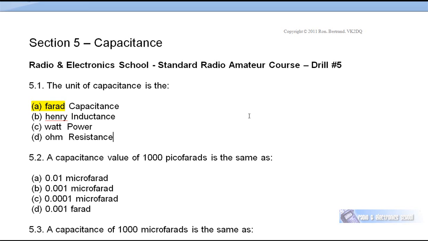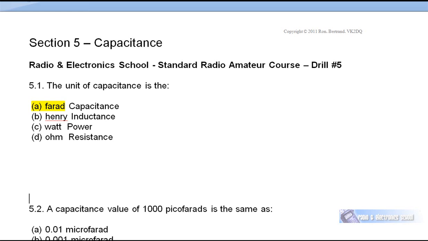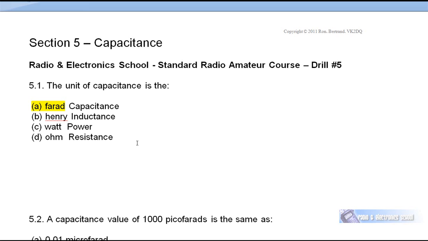Question 5.2. A capacitance value of 1000 picofarads is the same as, well, here we've got to convert picofarads to microfarads. Let me get some space here so I can type a couple of things for you. Need to remember that micro, and the symbol is usually a u. It's not a u, but I don't have the Greek letter on my QWERTY keyboard, so microfarad's normally like that.